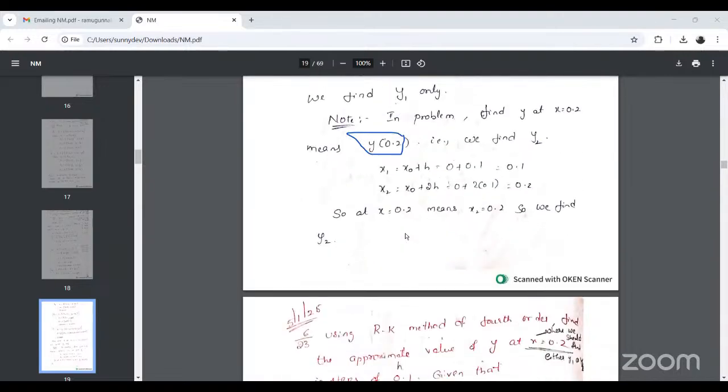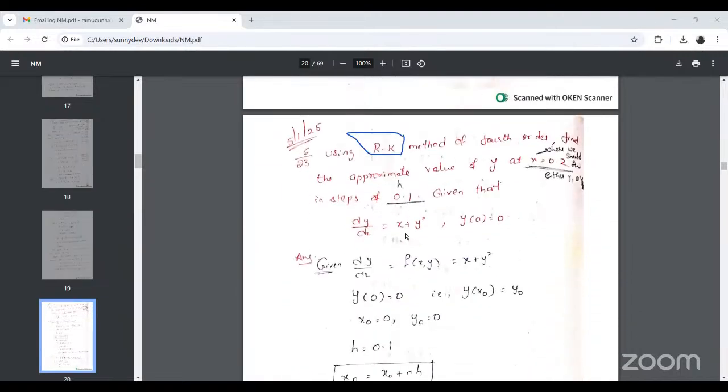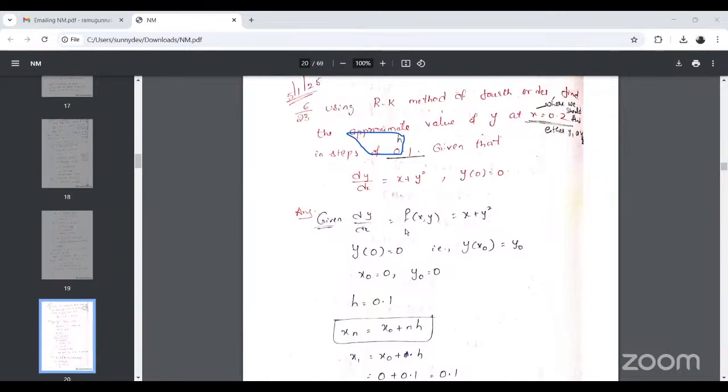So this is the Runge-Kutta method, the RK method of the fourth order. And here one more problem is there. dy by dx equals x plus y square. Initially they gave y of 0 equals 0, and we need to find y at 0.2. So y of x naught equals y naught, and h equals 0.1.